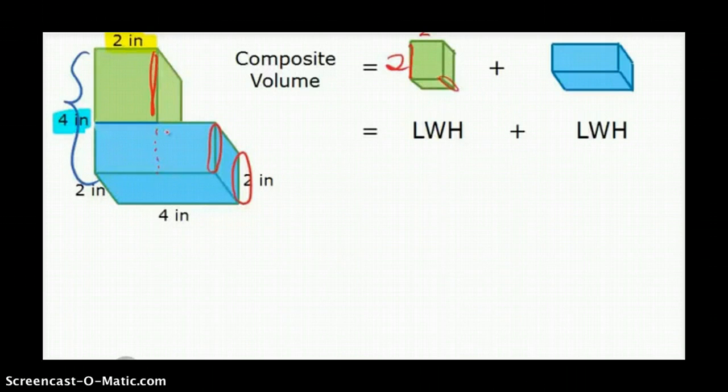And I see right here that the general height of this figure is 2 inches. So I can conclude that this is 2 inches also. And it turns out that my green three-dimensional figure is actually a cube. Had I known that the green figure was a cube, I would have written the side length cubed rather than length times width times height, but I'm going to continue anyhow, and I will simply substitute in 2 inches for the length, the width, and the height.